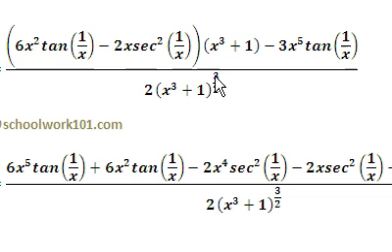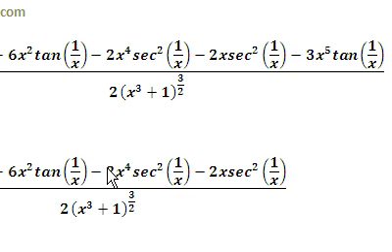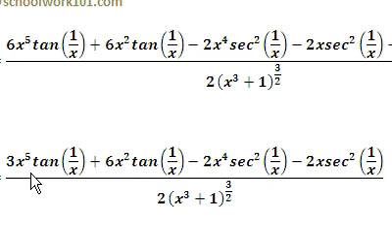The next thing you want to do is just foil these two guys out, right? 6x squared tan(1/x) times this, and so forth. Foil those out. Then once we've done that, we're going to go up here and collect all the like terms. I want to collect all like terms. And once you do that, this should be our final result.